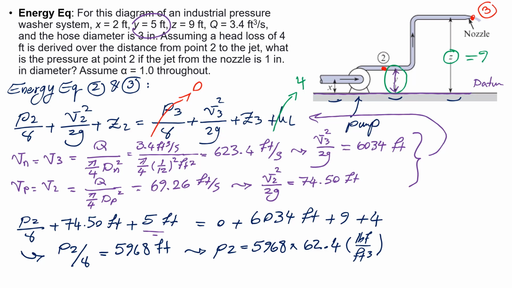And then this is optional, but if you want to convert it to inches, then you will write basically the conversion between squared feet to squared inches, and P2 will be 2590 psi. Okay, so this is how you find pressure at point 2.